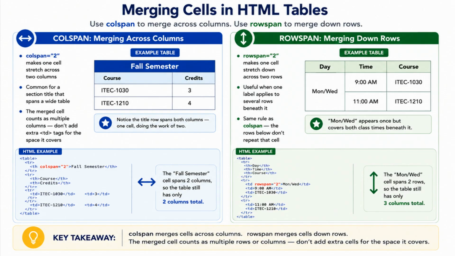2 merging attributes. Colspan equals 2 makes one cell stretch across 2 columns, common for a section title spanning a wide table. Rowspan equals 2 makes one cell stretch down across 2 rows, useful when one label applies to several rows beneath it, like a shared day/time value in a schedule. Land the shared gotcha for both, since it's the most common bug. The merged cell counts as multiple columns or rows, so don't add extra TD tags for the space it covers. Walk the 2 columns total and 3 columns total callouts on this slide to make that concrete.